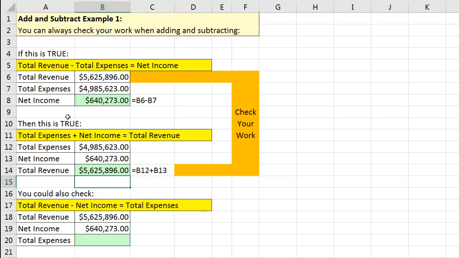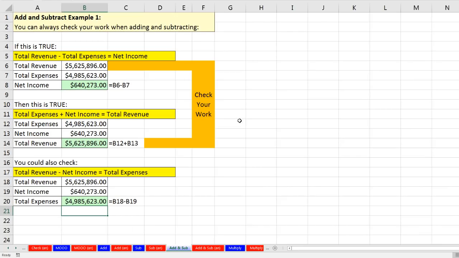Similarly, we could rearrange these in whichever order we wanted. If we took total revenue and subtracted net income, we better get total expenses. So I'm going to say total revenue minus net income, enter, and I better get total expenses just like the original. Sometimes it's helpful to check your work that way. And when we get to multiplying and dividing, we'll see a similar trick for checking our work.